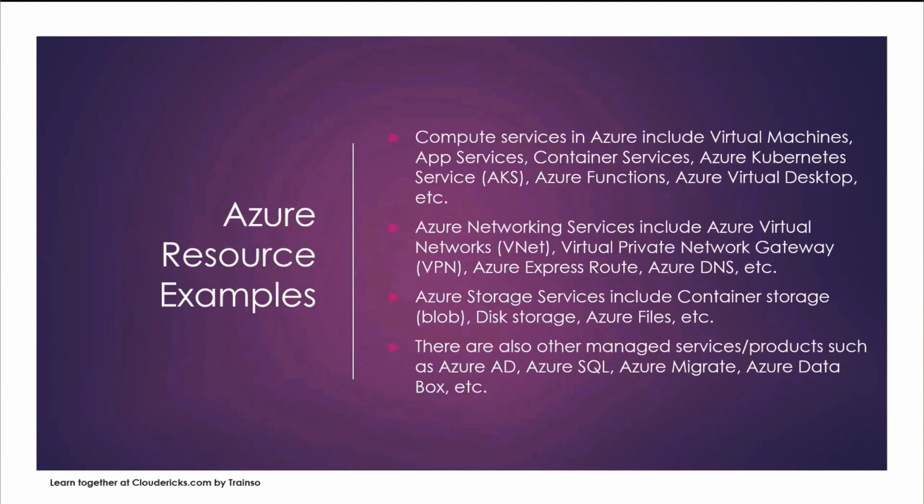Azure Resource examples. Compute services in Azure include virtual machines, app services, container services, Azure Kubernetes Service, Azure Functions, Azure Virtual Desktop, etc. Azure networking services include Azure Virtual Network or VNet, Virtual Private Network Gateway or VPN, Azure ExpressRoute, Azure DNS, etc. Azure storage services include container storage or blob storage, disk storage, Azure Files, etc. There are also other managed services or products such as Azure AD, Azure SQL, Azure Migrate, Azure Data Box, etc.